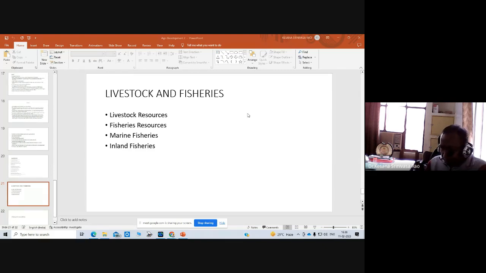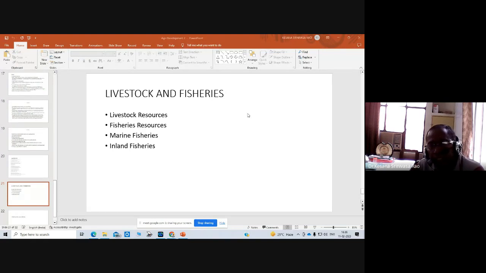Marine fisheries we also have, in the majority of the coastline from Gujarat up to West Bengal. So these so-called marine fisheries are available. In that way, the fisheries input is also very high in India.